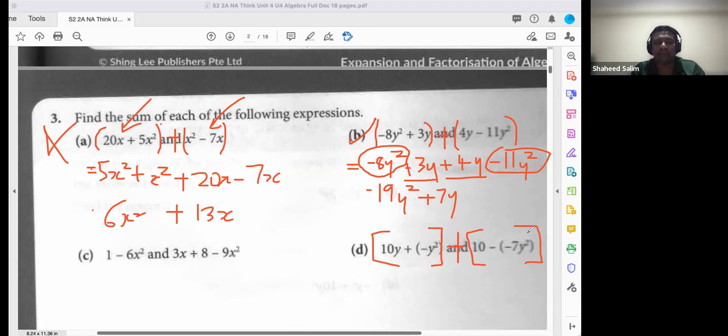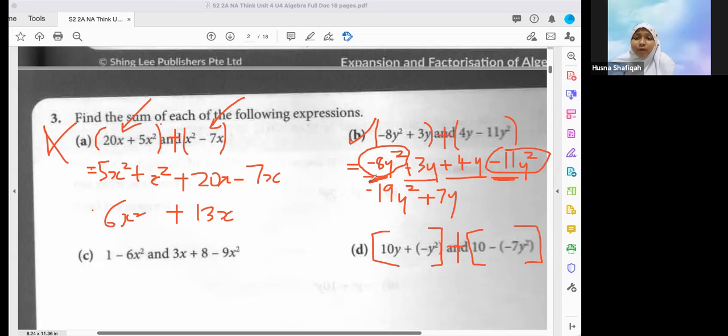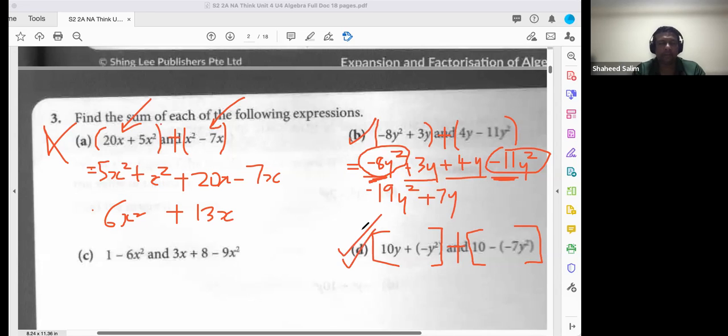Here it has to be negative y squared. You know why here? You look at this here. Negative 11y, negative 8y. What question are you doing now? D. Please do D.